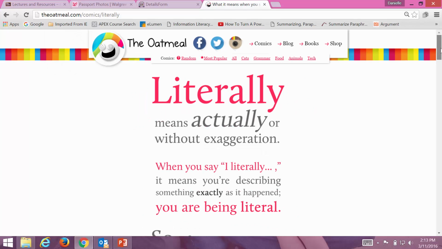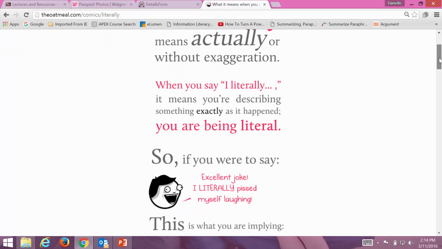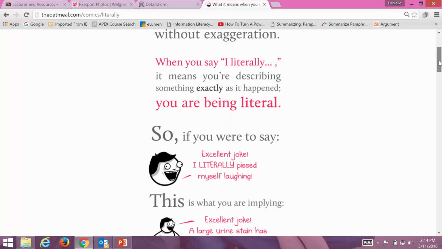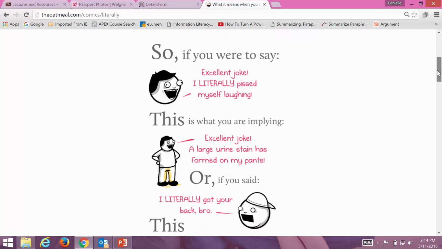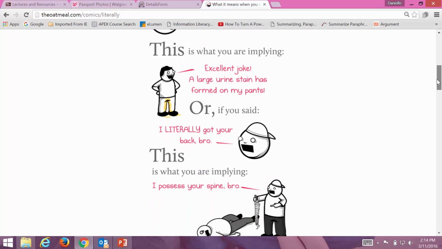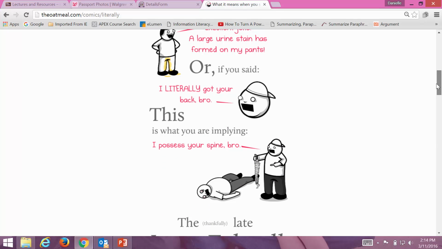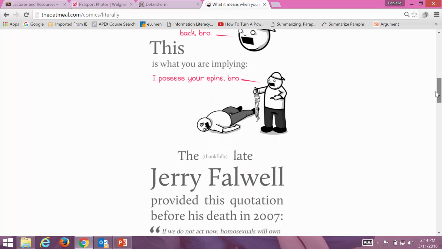Okay, so here it says literally means actually or without exaggeration. When you say I literally, it means you're describing something exactly as it happened. You are being literal. So if you were to say, excellent joke, I literally peed myself laughing, this is what you're implying: a large urine stain is formed on your pants. Or if you say, I literally got your back, bro, this is what you're implying: I possess your spine, bro.